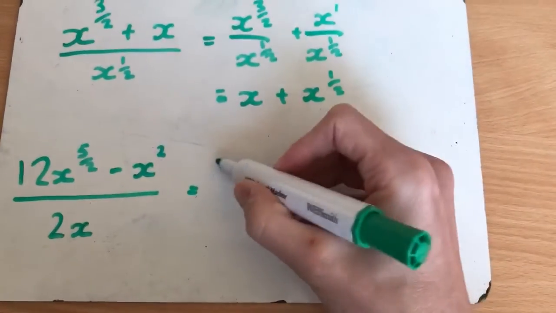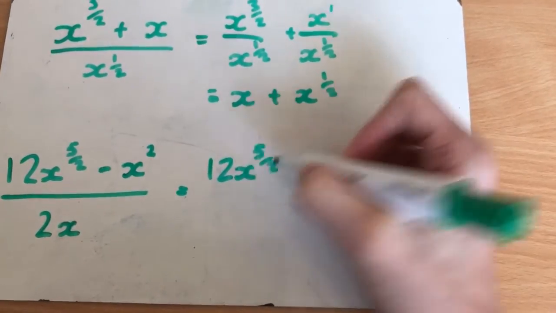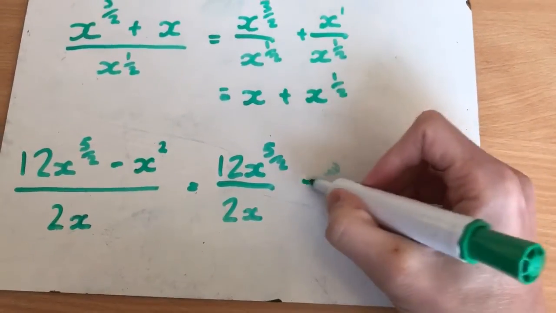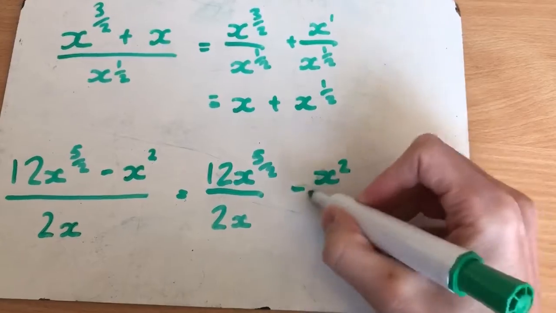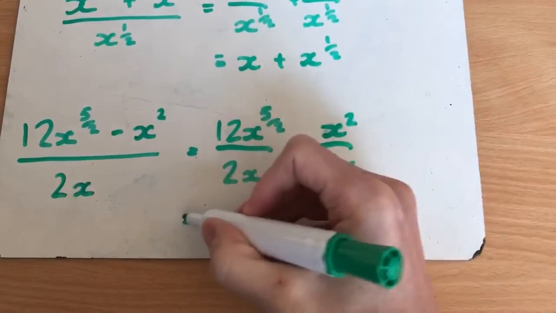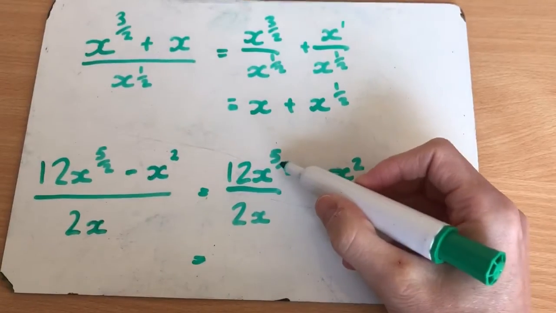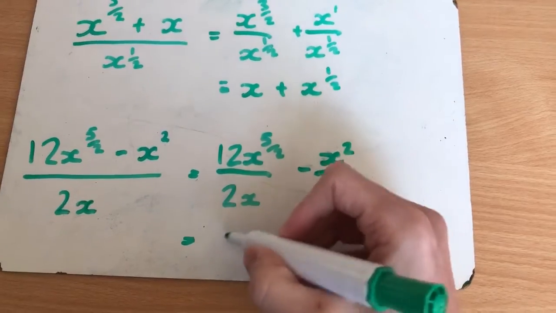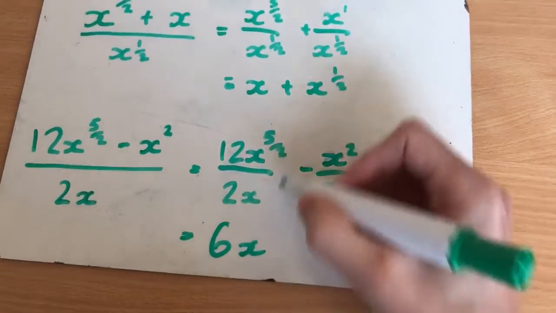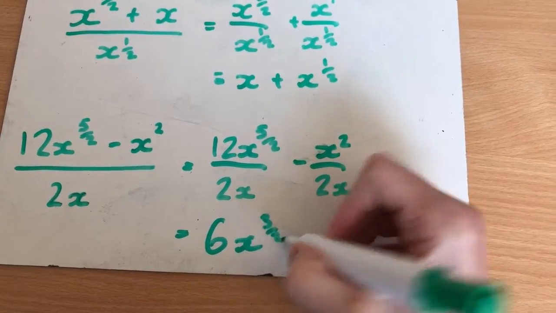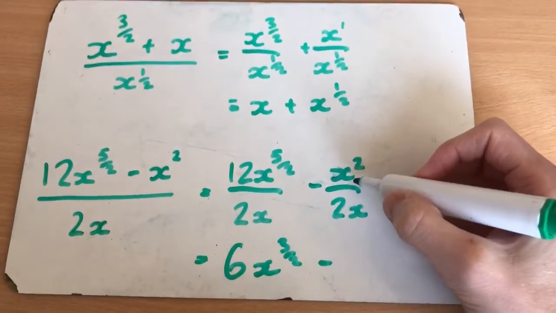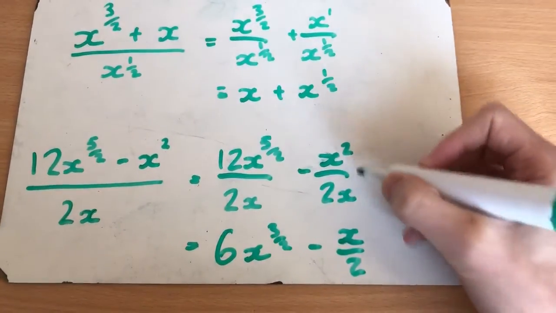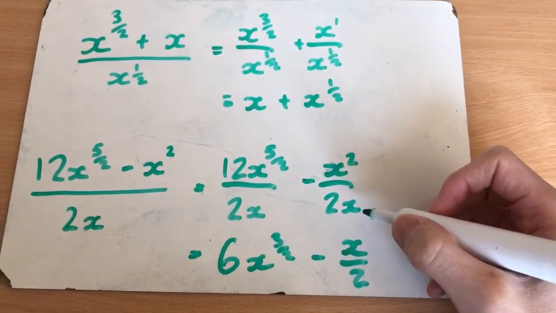Same sort of thing with this one. You can separate them into two separate fractions. And then again, you're looking to divide, so you're looking to subtract the powers there. So 6 divided by 2, 12 divided by 2 is 6. Subtract 5/2, take away 1 is 3/2, minus, and then you can subtract the powers here. You're gonna have to leave that as a fraction as x/2 there. So 2 take away 1 gives you just x on top, and then over 2 like that.